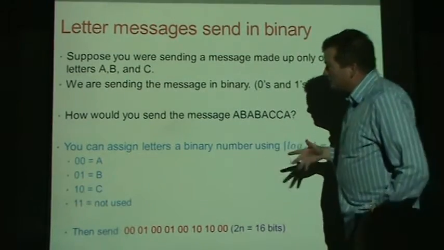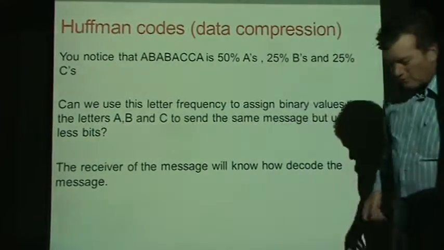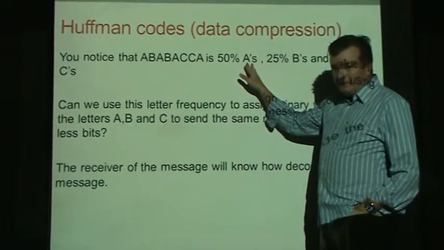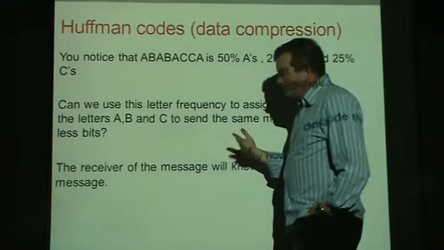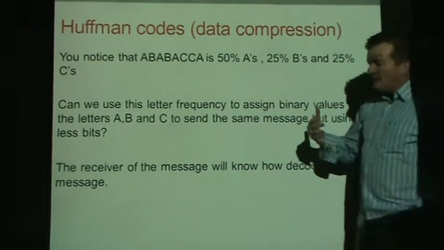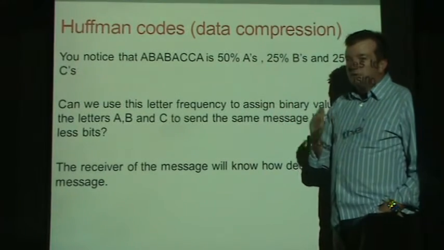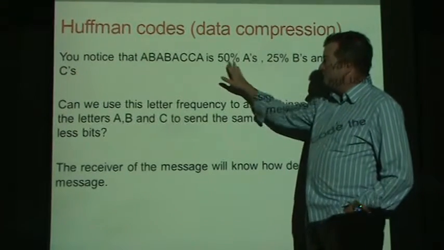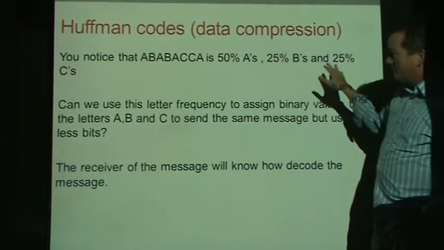Okay. Now, suppose you noticed in your message, so we actually get to read the message before we send it, and we notice that 50% of the letters are A's, and 25% are B's and 25% are C's. We have to send bits. Is there some way we could send the same message, and the person who receives the message understands how to decode it, that we could use less bits? Is there any way we could use less bits, taking into account that 50% of the letters are A's and 25% are B's and C's?